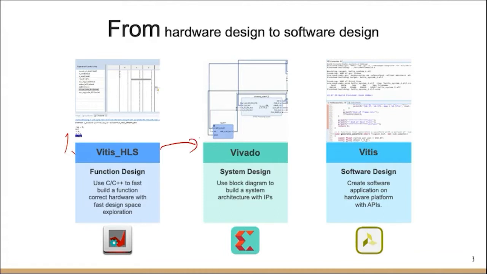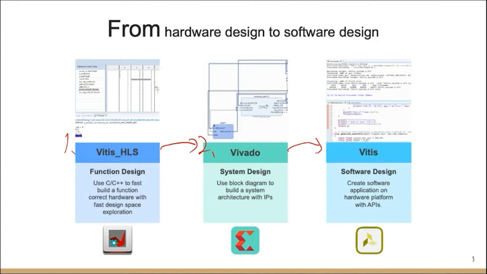And second, you will move on to Vivado to do the system design, which means you use a block diagram to build your entire system with your own IP and off-the-shelf IP. Okay, and after you've done that, you will get the platform information from Vivado, and we can move on to Vitis, where you can write your software application on your own hardware platform.